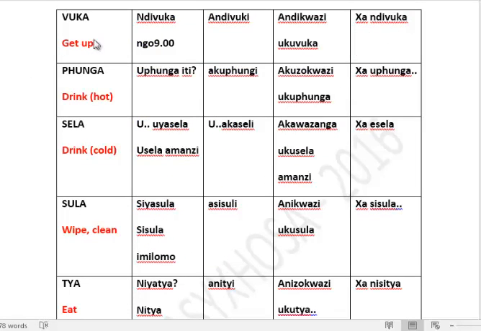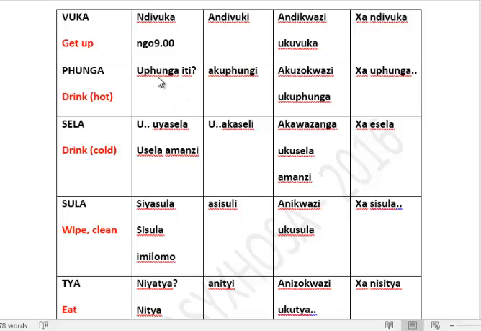Then looking at verbs from vuka to qala. Ndivuka ngo-9, I get up at 9. Andivuki, I do not. Andikwazi ukuvuka, I cannot get up. Xa ndivuka, when I get up.